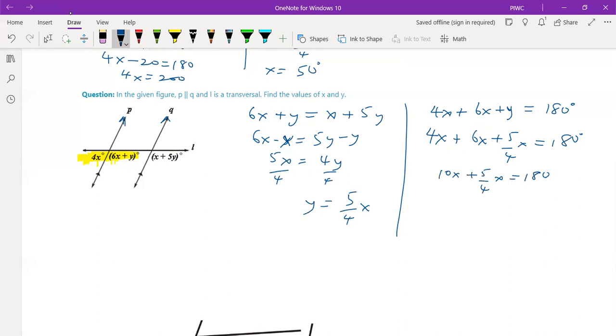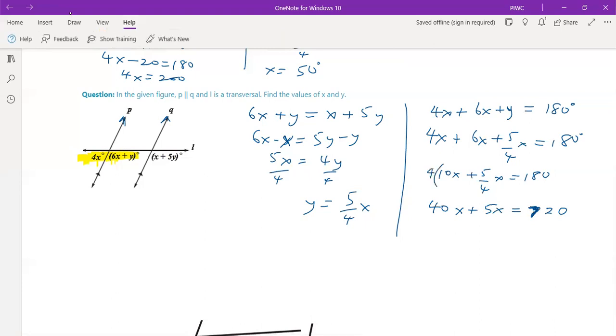Now to get x by itself, I can multiply through by 4 to get rid of fractions. So I multiply through by 4, and 4 times 10 will be 40x plus 5/4x times 4 will give us 5x, is equal to 180 times 4. You multiply each term by 4, and 180 times 4 is 720. So what I did was multiply each term by 4, 4 times all this, and 4 times whatever is on the right side of the equation. So 45x is equal to 720.